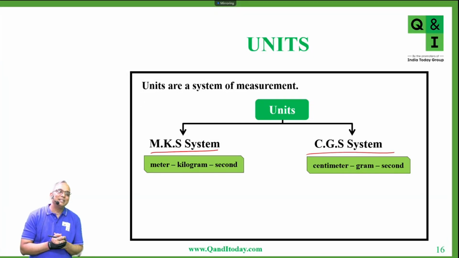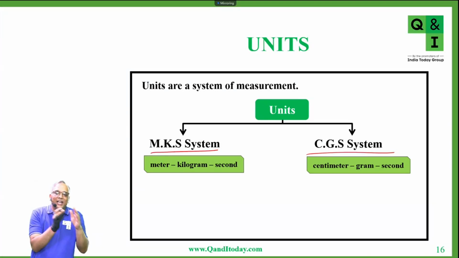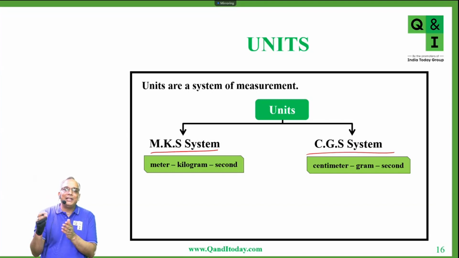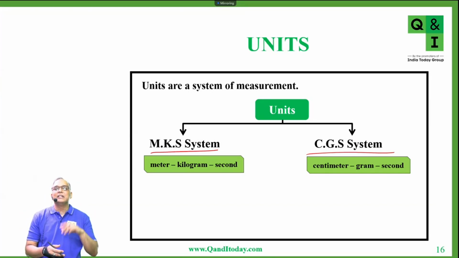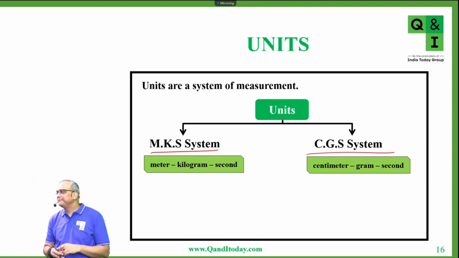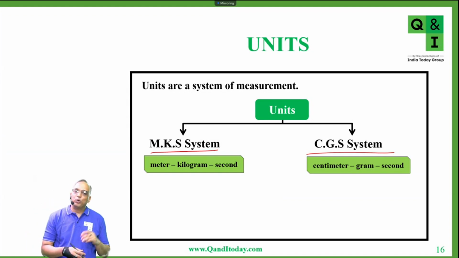Metric system is something else. Metric system means that when you have to change from one unit to another, you do it either by multiplying by powers of 10 or by dividing by powers of 10. Such units are called the metric system. Yes, both sides: in MKS also for time it is second, and in CGS also for time it is second.